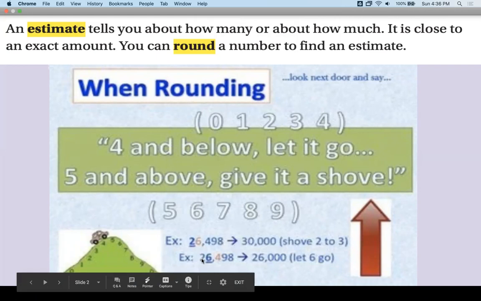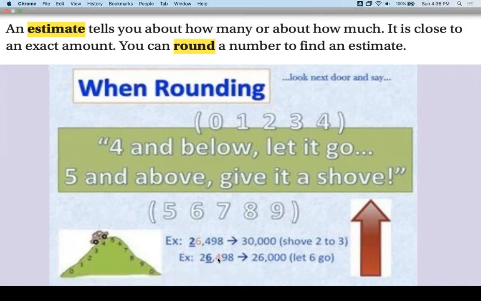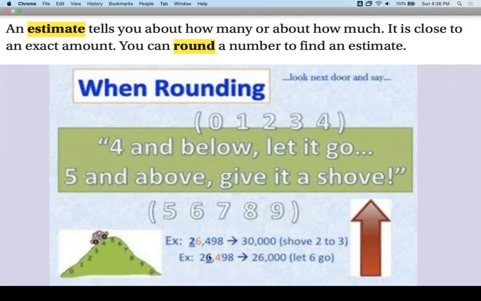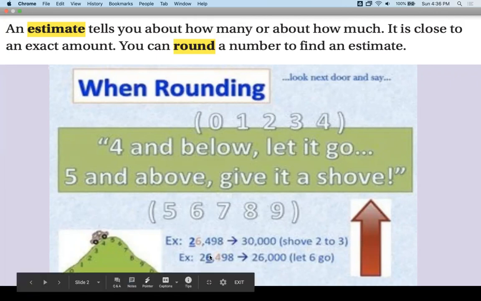In this one, we have that same number, 26,498, but this time it wants us to round to the nearest thousand. So we're going to look at the number next door, which is the hundreds place, a 4. The 4 is going to tell the 6 to do what? Go up or stay the same? If you're thinking stay the same, you're right, because it's 4 and below, so we're going to let it go. We're just going to let it stay what it is, and then everything after becomes a 0, including the number that told it what to do. So 26,498 is about 26,000.